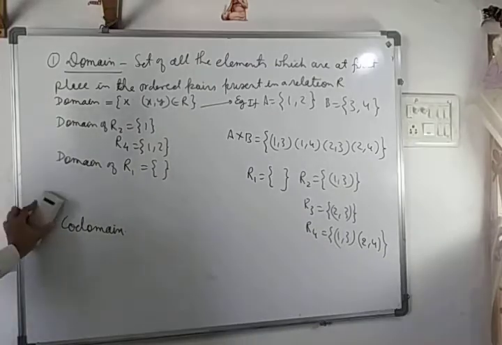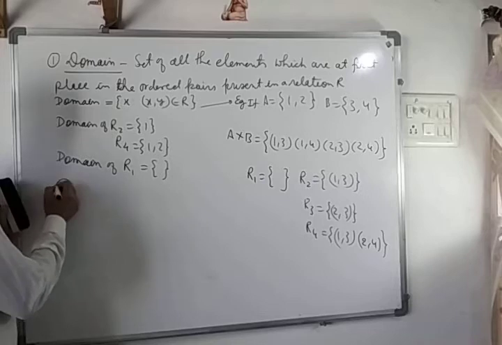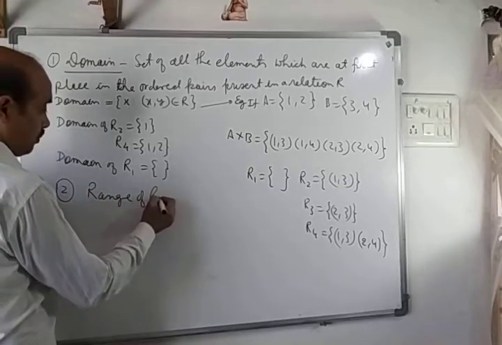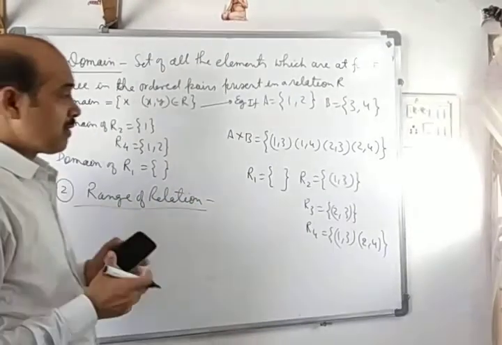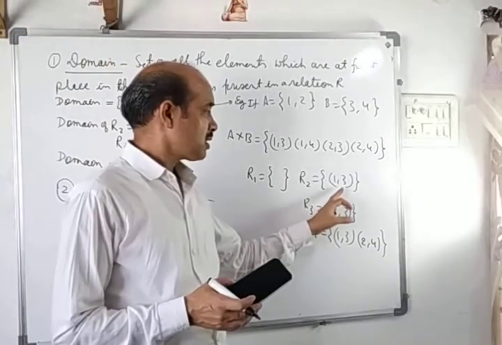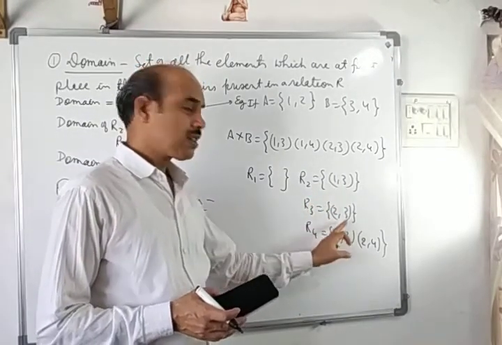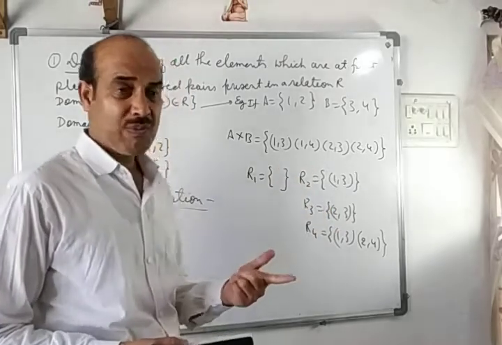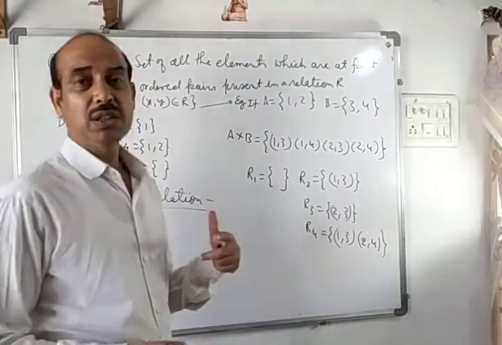Now what is range? Similarly, domain has the first element, the range will have the second element. Range of R2 will be 3. Range of R3 will be 3. So two different relations can have the same range also. For R4, 3 and 4. For R1, range is 5.